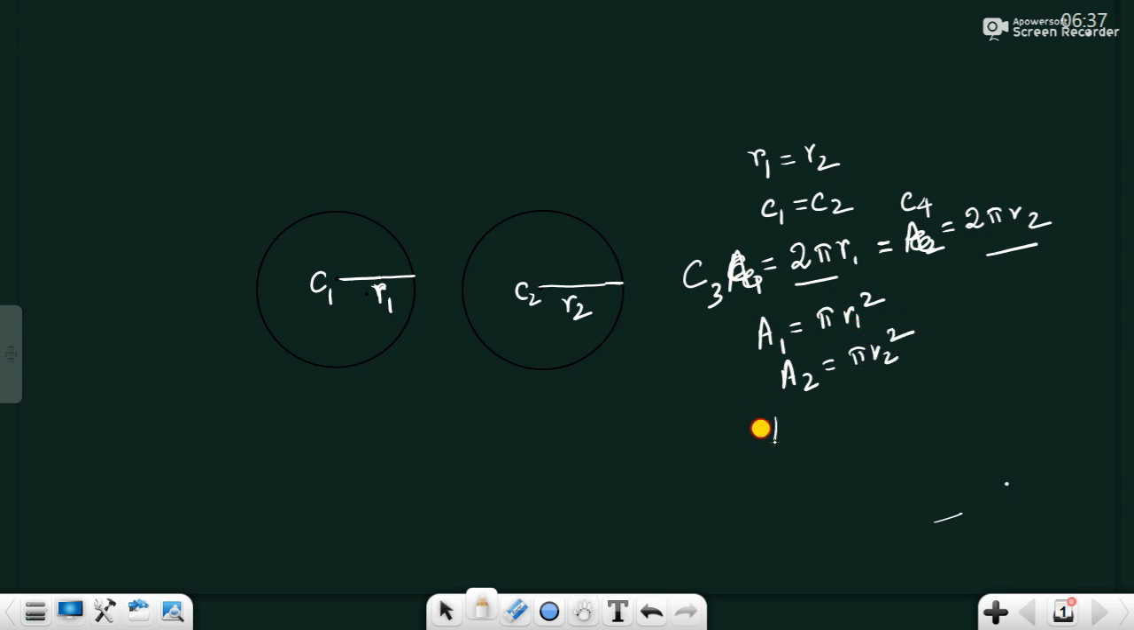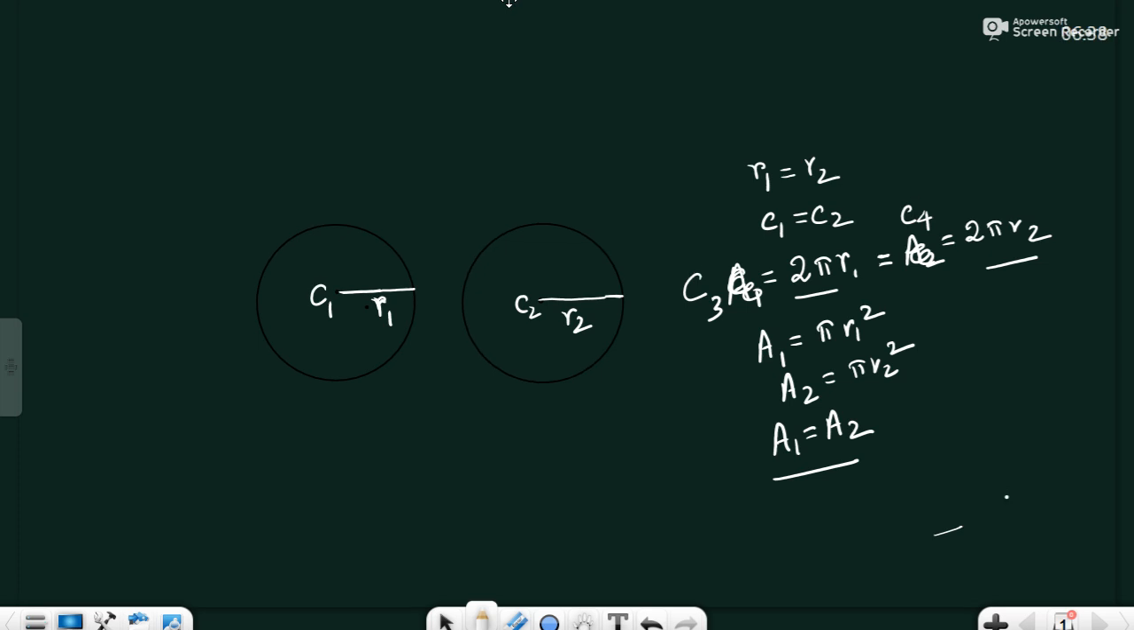If A1 is equal to A2, then you can say that these are congruent to each other. Congruent means in all respects, their radii will be equal, their centers will be equal, their circumferences will be equal, and their areas will also be equal. You see here, A1 equal to A2. This is the area, right? Then we can say that these circles are congruent to each other, right? Congruent means they are equal in all respects.